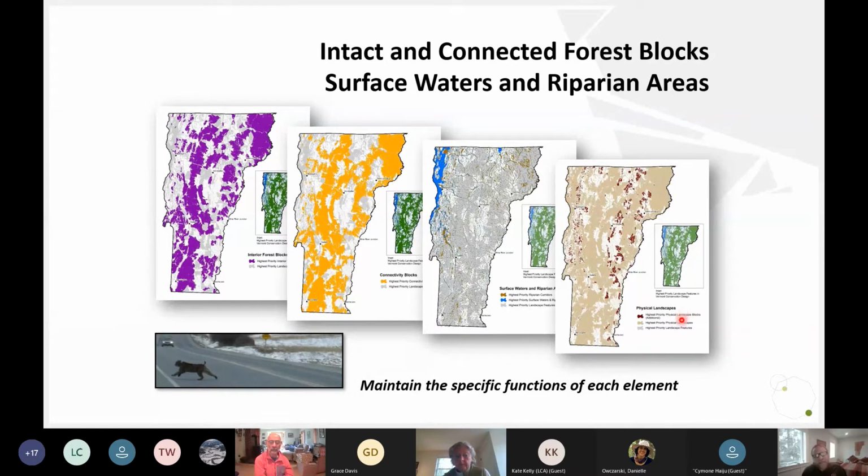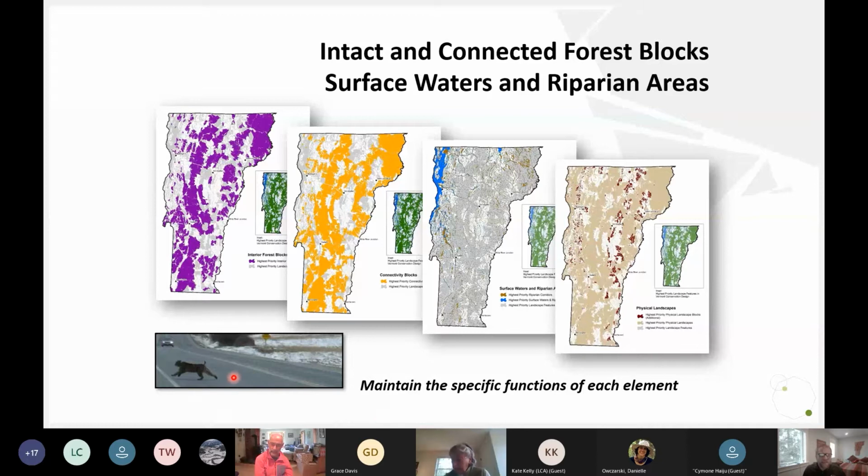Then the last piece here in Vermont conservation design is this concept of physical landscapes. And that really gets into this idea of a resilient landscape, one that's able to withstand change. And places that are diverse in the physical landscape are going to be better able to withstand change, climate change into the future. And so that's how we bring in those concepts of resiliency into this network.